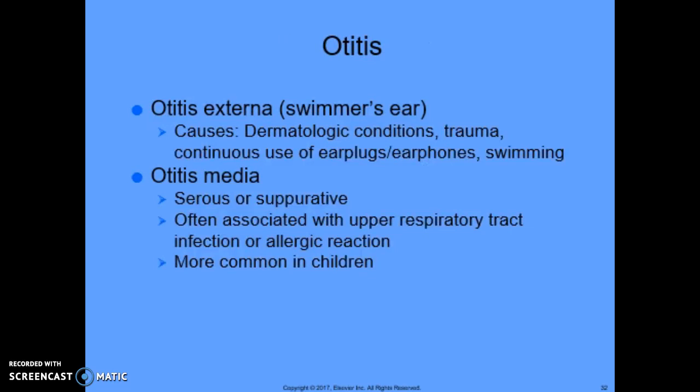Otitis externa, it's also known as swimmer's ear. The causes are dermatologic conditions, trauma, continuous use of earplugs, earphones, and also swimming. And this can be pretty common. I know I myself, actually my whole family has had swimmer's ear. Have you ever had swimmer's ear?